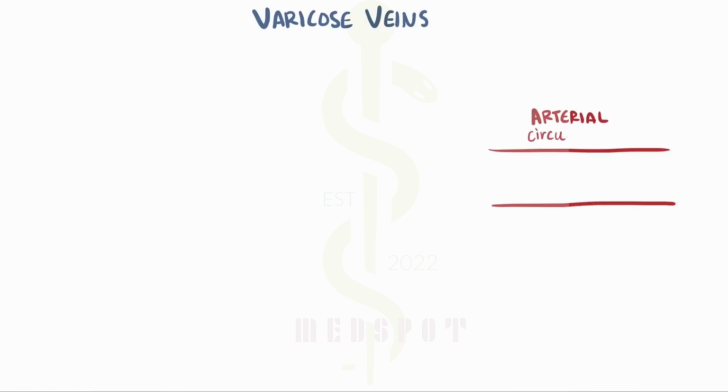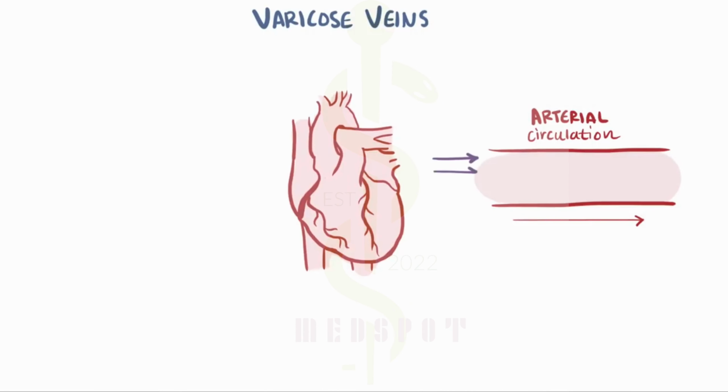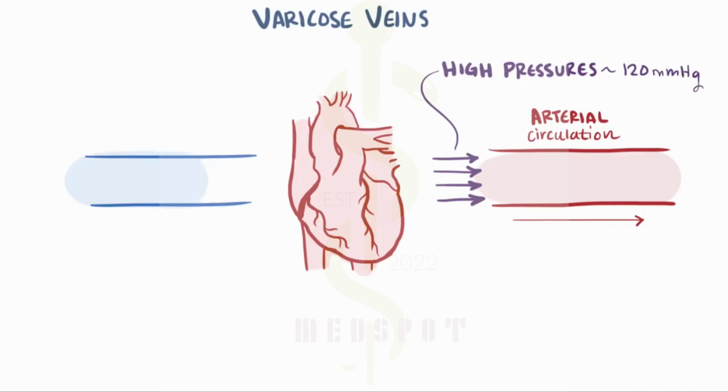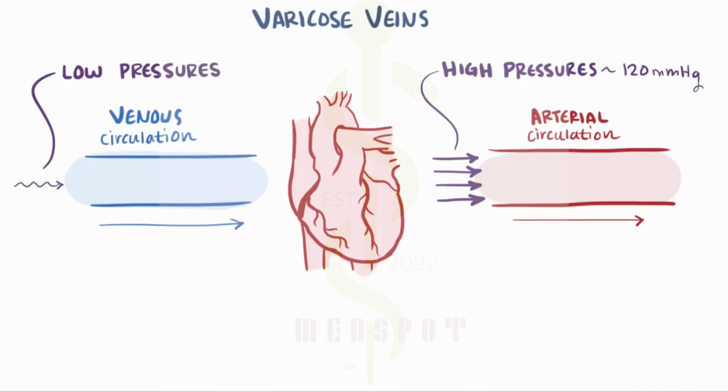Well, the arterial circulation, going away from the heart, is a high-pressure system, meaning the movement of blood is dependent on high pressures that essentially push it through the arteries, on the order of 120 millimeters of mercury. The venous circulation, going back to the heart, on the other hand, is a low-pressure system, with a central venous pressure around 5 millimeters of mercury.